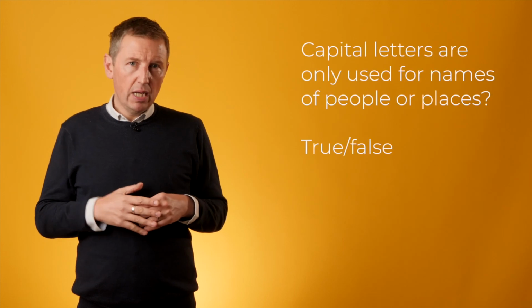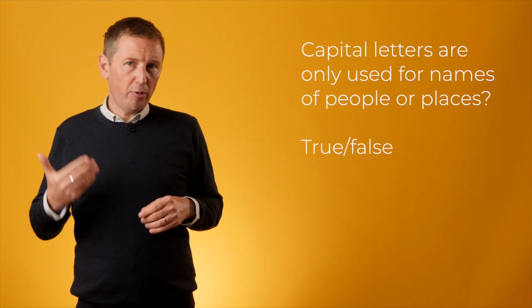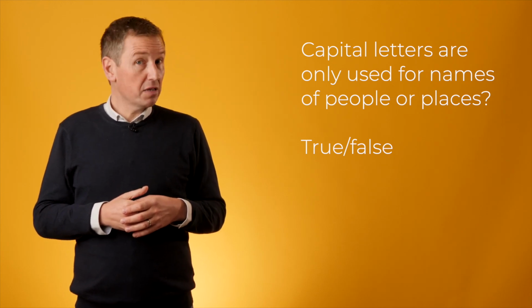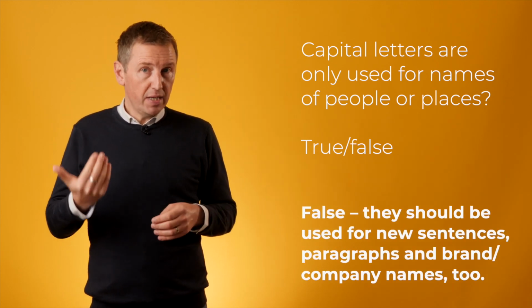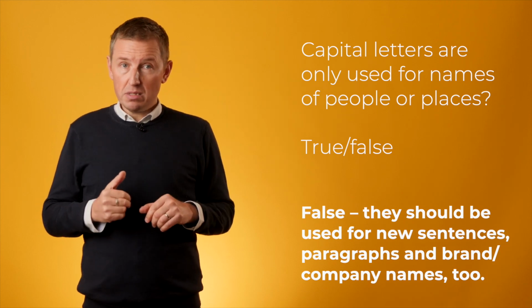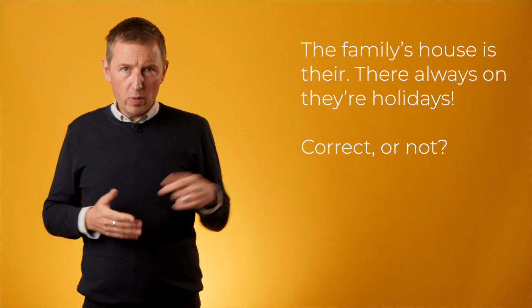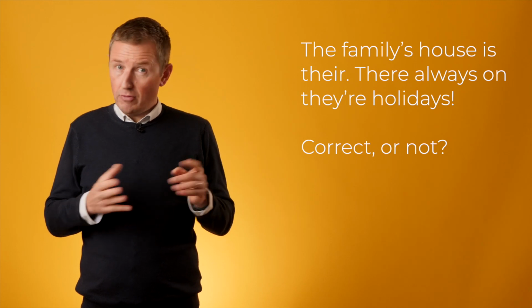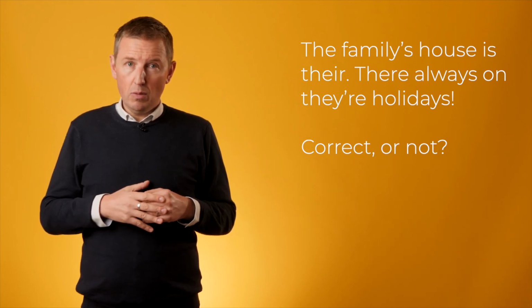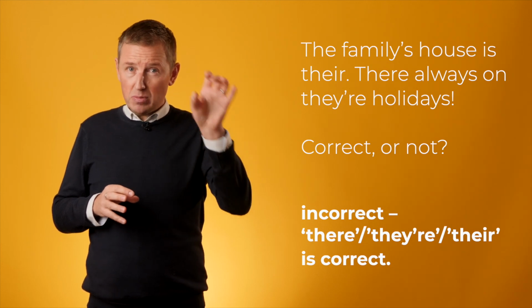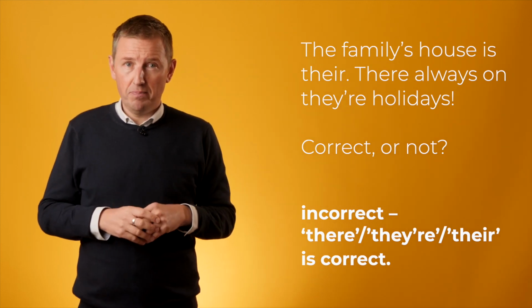Number 2, capital letters are only used for names of people or places. Is that true or false? Well, it's false because they should be used for new sentences, new paragraphs, and brand or company names too. What about number 3? The family's house is there. They're always on their holidays. Correct or not? Well, it's incorrect. Look at the correct spelling of each of those words in the right context.